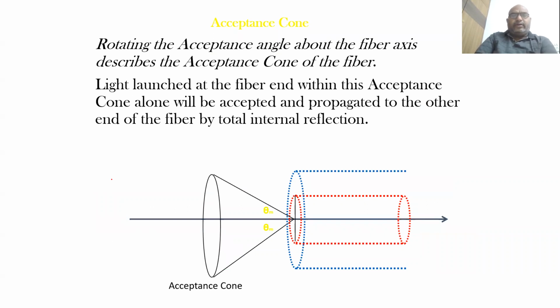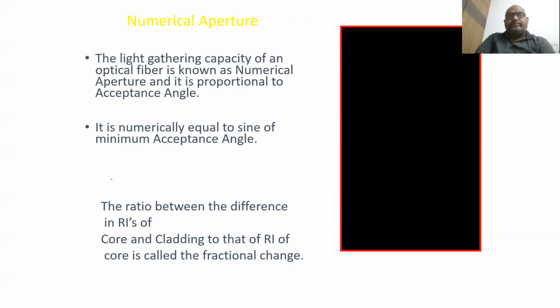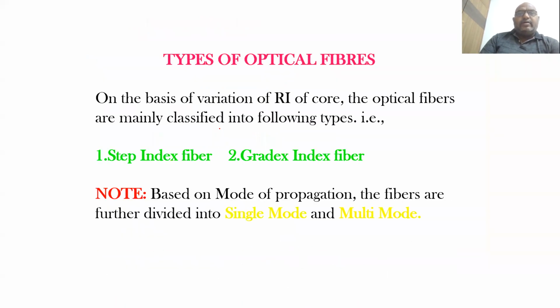Rotating the acceptance angle about the fiber axis describes the acceptance cone of the fiber. Light launched at the fiber end within the acceptance cone will be accepted and propagated to the other end of the optical fiber by total internal reflection. The light gathering capacity of optical fiber is known as numerical aperture and is proportional to the acceptance angle. NA is equal to sine of the acceptance angle, and it is numerically equal to the sine of the maximum acceptance angle. So this is called numerical aperture, and numerical aperture is equal to the square root of NCO square minus NCL square.